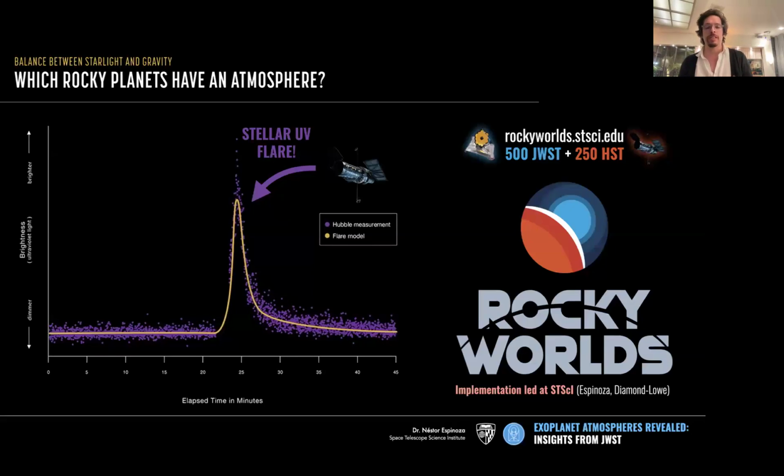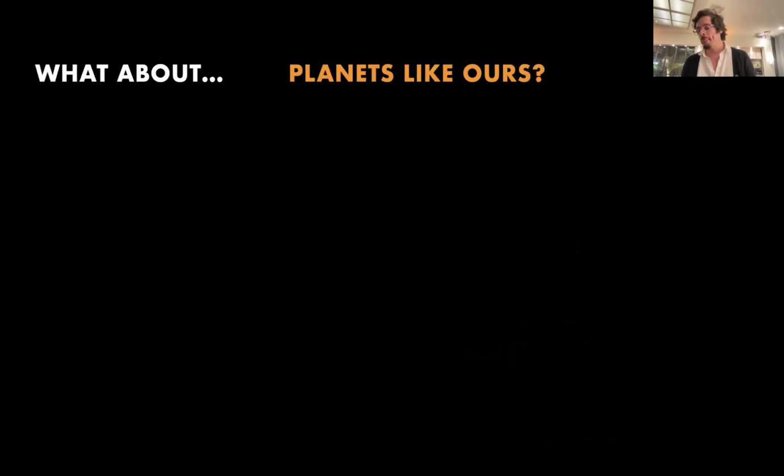And again, HST is measuring not only the UV flux, but also trying to measure if there are sometimes flares. We can measure them in the UV, which is absolutely fantastic. So yeah, please take a look, and if you have more questions on Rocky Worlds, I'm happy to answer.